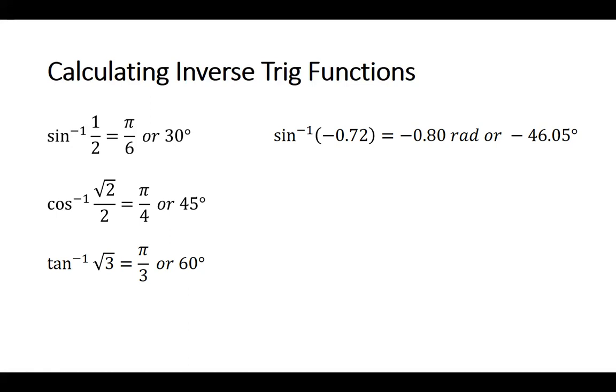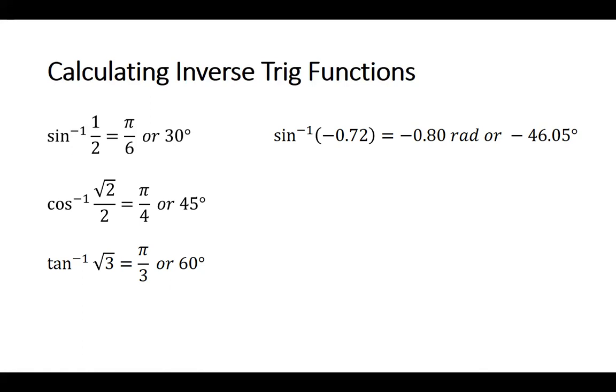So we may prefer to write that as a positive angle, which would mean that for the degrees, we just take 360 and subtract 46.05, which gives us 313.95 degrees. For our radians, we would take 2 pi and subtract that 0.80. So we can put it as positive or we can put it as negative. Our calculator gives it to us as a negative angle.